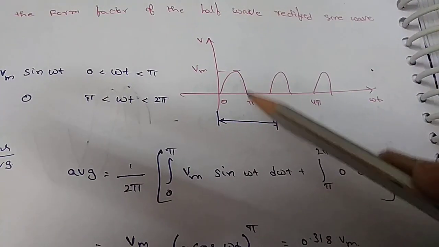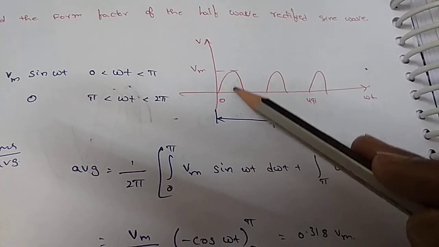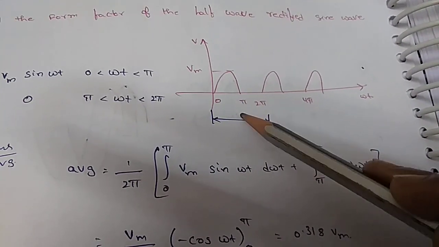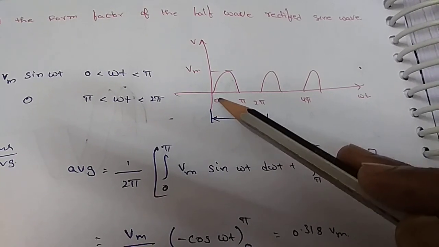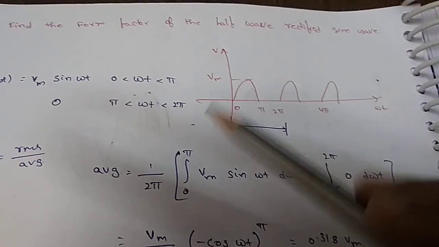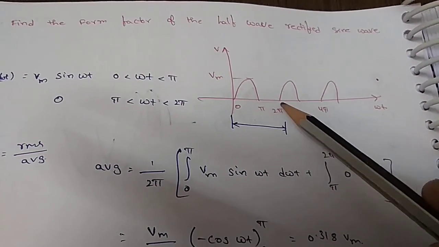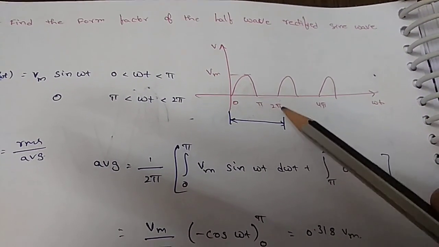So this is the waveform. By this we can say that this is the output of a half wave rectifier. That means we have only the half wave, 0 to pi. It is having a sinusoidal output. From pi to 2 pi we don't have any output, so it is 0.